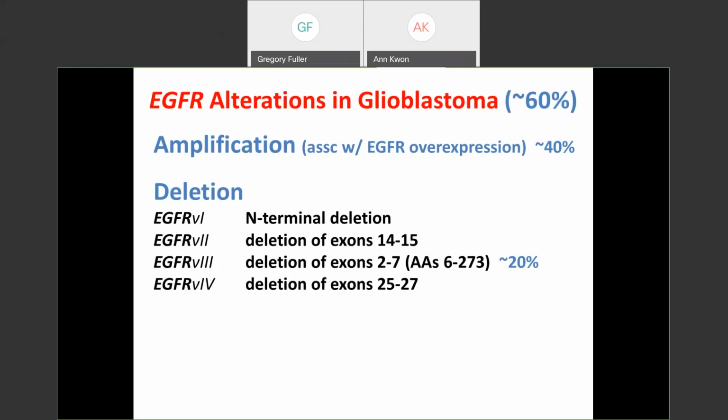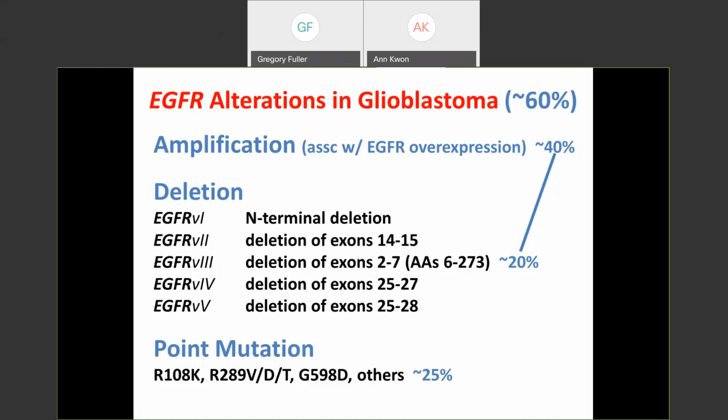Here's vIV, which is exons 25 to 27, and finally vV, 25 to 28. Okay. Again, as we mentioned, approximately half of glioblastomas that show high-level EGFR amplification, not just low-level polysomy, frequently with double minutes, will show EGFRvIII, which is very important because it's oncogenic. vIII is a constitutively active epidermal growth factor receptor. All right, point mutations, absolutely. EGFR point mutations, well characterized, are seen in glioblastoma. Here are a few of the most common: R108K, R289V, or D, or T, G598, and there are others. About a quarter of glioblastomas have a point mutation.